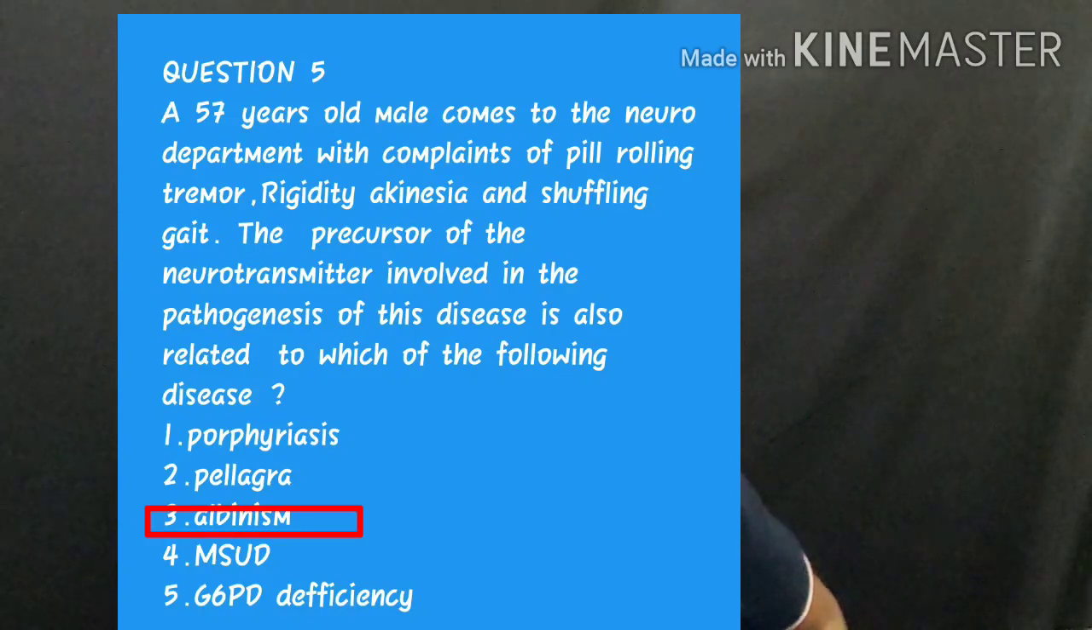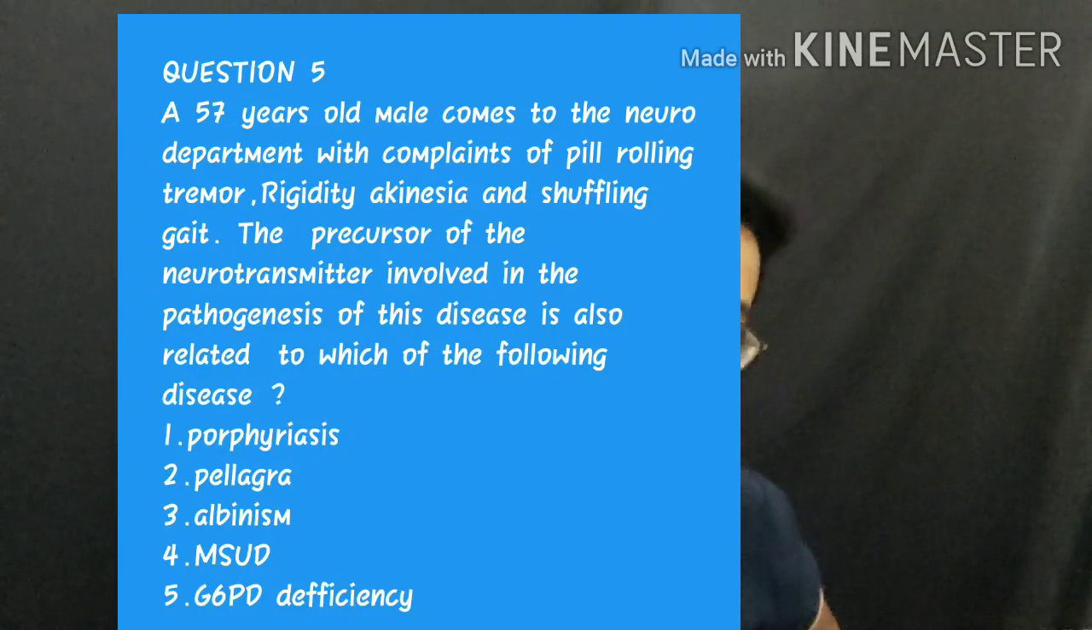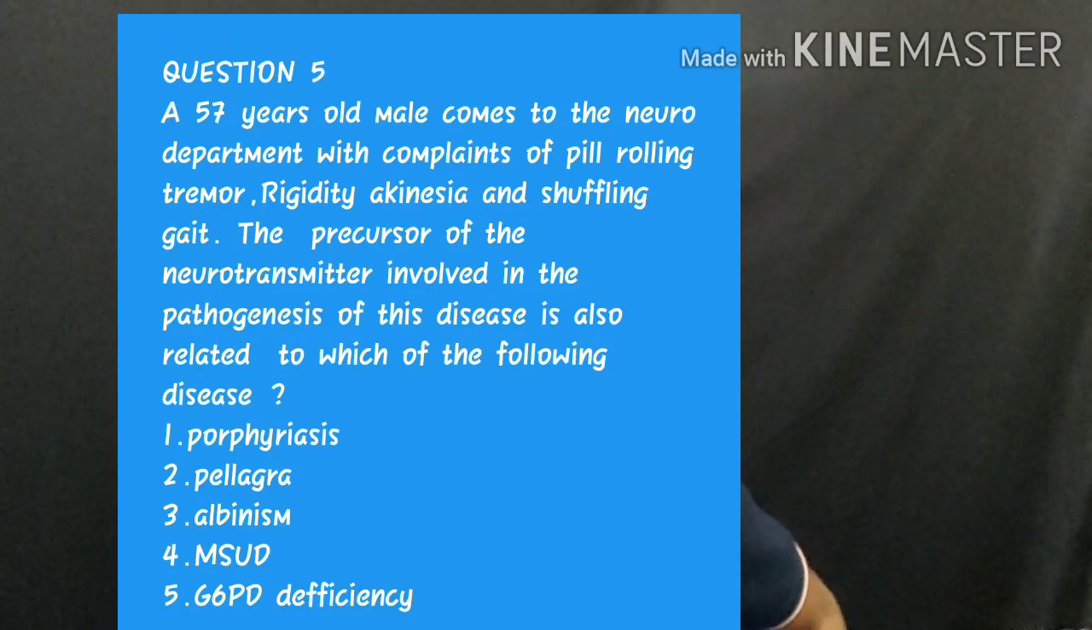So let's read the other options. The correct answer is option number 3, albinism. First is porphyria. It is completely unrelated to this topic. Second is pellagra. Pellagra is a disease related to vitamin B3, niacin, deficiency, so it is unrelated. MSUD, maple syrup urine disease, is related to a deficiency of the enzyme branched-chain keto acid dehydrogenase. And option number 5, G6PD deficiency, is also unrelated to this. So the answer is albinism.